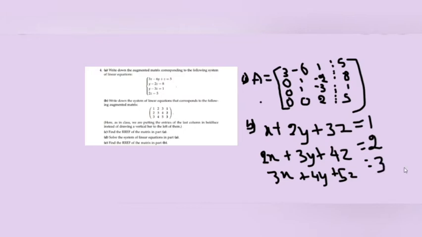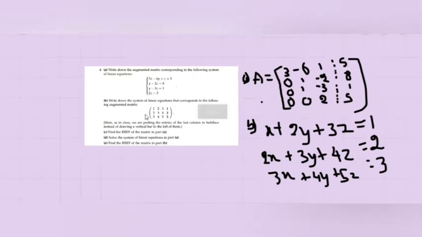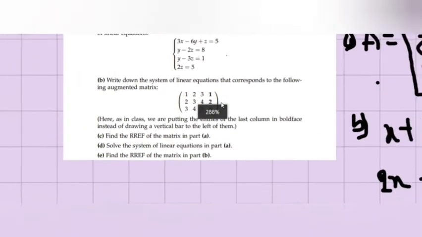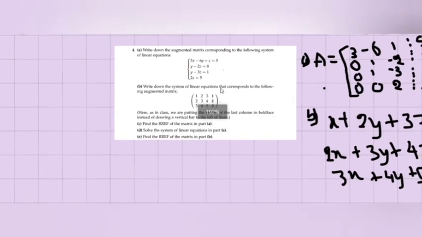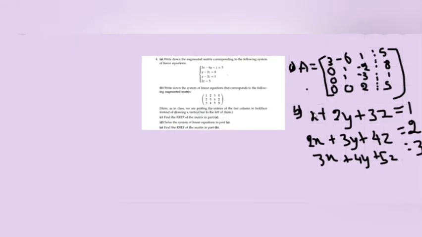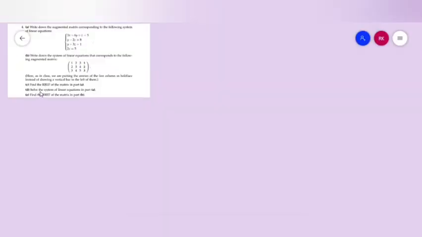This is the x coefficients, this is the y coefficients, this is the z coefficients, and this is the answer. So that is the system of linear equations that corresponds to the augmented matrix. The third part: find the RREF form of the matrix in part A. Part A is where we derived the augmented matrix, so we must get the RREF form from the augmented matrix A.